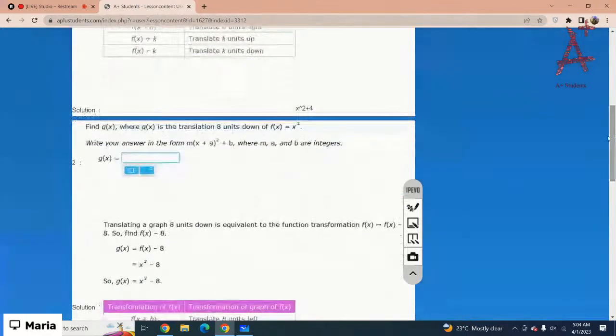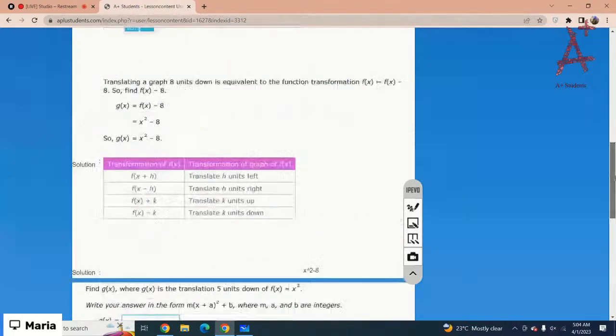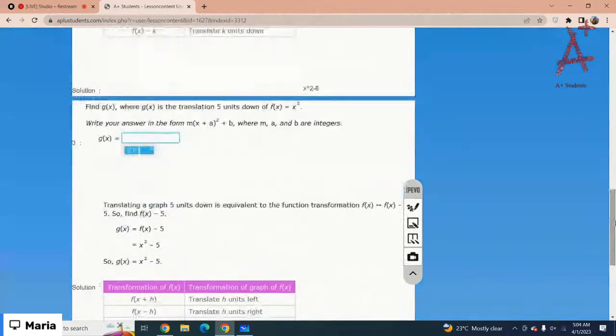Okay, the next one is g of x, where g of x is the translation 8 units down. So for down, you have to subtract. So it would be x squared minus 8. Got it? Okay, the next one is translation down 5 units. So for down, you have to subtract. The function is x squared, so the translation would be x squared minus 5. Got it?